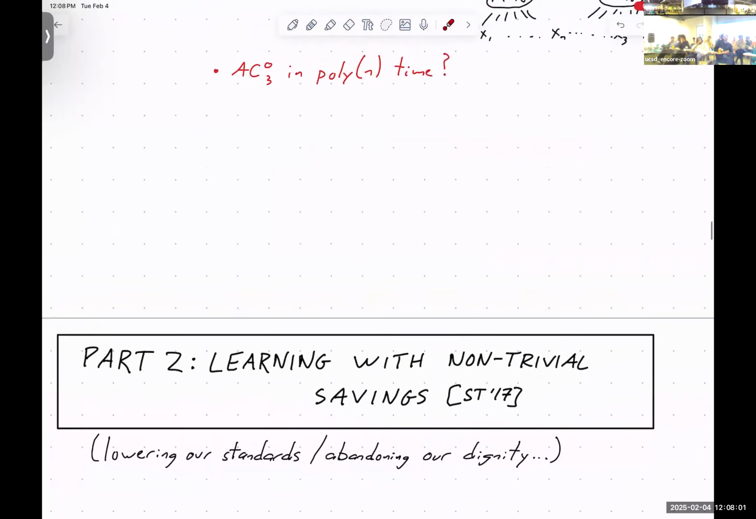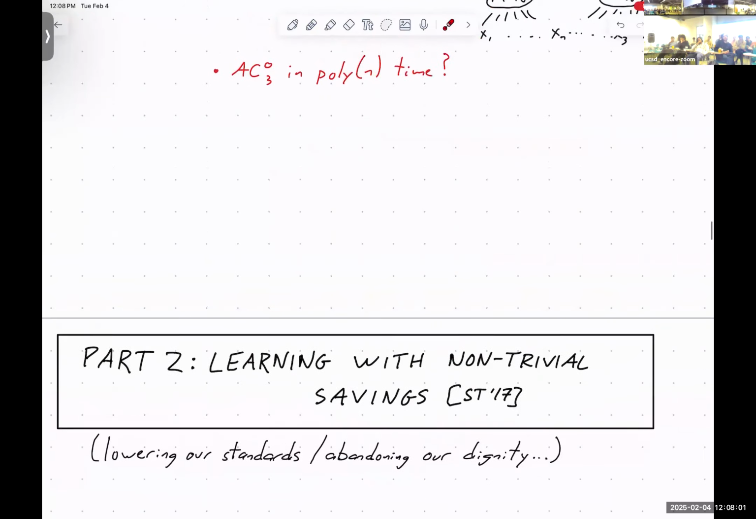So, yeah, maybe with this forgiving audience, I shouldn't abuse this audience by saying we're lowering our standards, we're abandoning our dignity, but the kind of thing that I want to talk about now would not be viewed by most people in learning as interesting learning, right? But the point of view we're going to take is that it is interesting to learn in time better than 2 to the n. If I achieve any kind of non-trivial savings, I've done something. Okay, so it's a perspective you can have. It's probably not going to get you the best demo award at NeurIPS or whatever, but it's interesting for people like us.